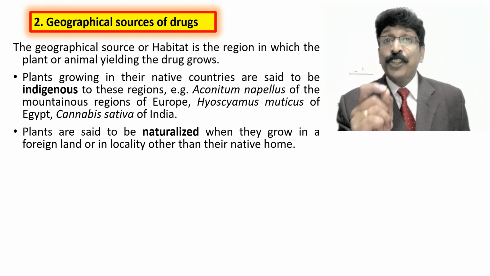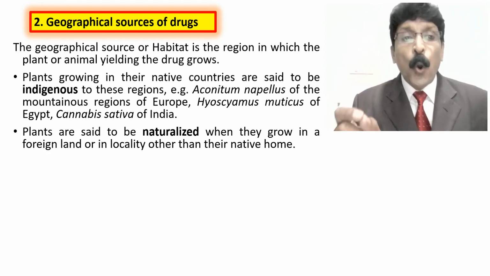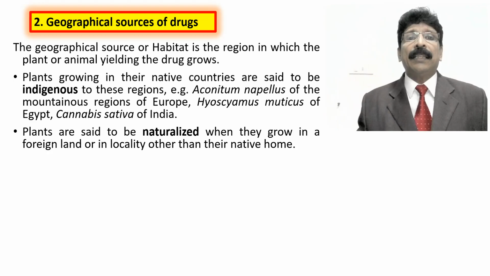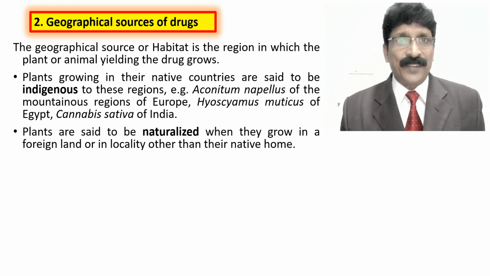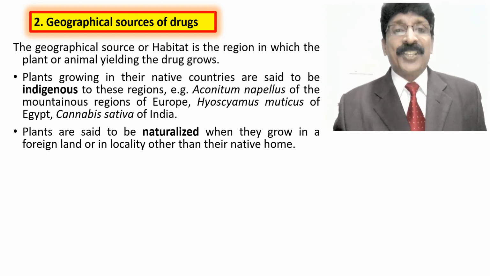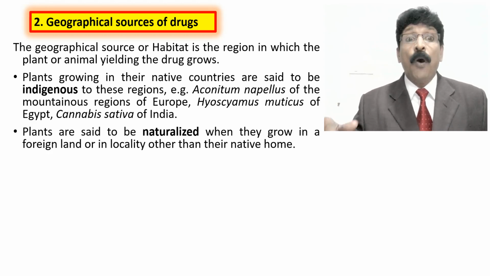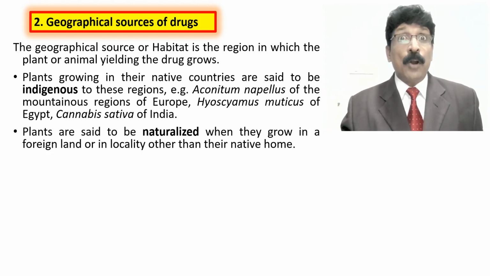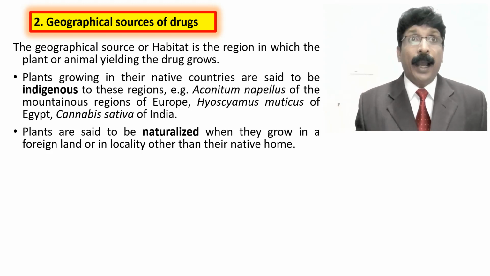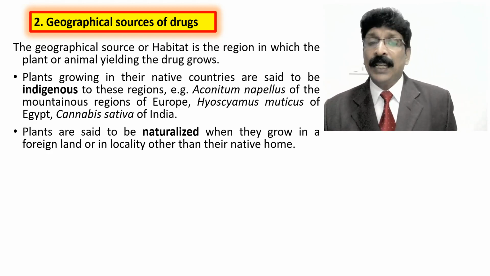Plants are said to be naturalized when they grow in a foreign land. Taken from one country to another country, when it grows in a foreign land, or in a locality other than their native home, it needs permission. It needs a patent also, and we have to pay.